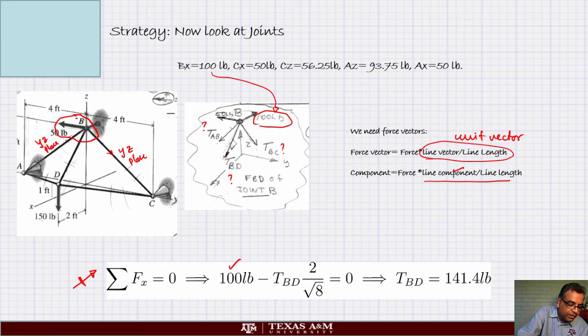This has an x component and this is going to be dependent upon this bar AD, the x component of this bar. So how much is that? That's 2 feet. That's what goes up here. Can you see this is 2 feet? And the length of the bar is root 8 feet. You can calculate that by doing some trigonometry and you will see that it will be root 8. Okay, so immediately you can get TBD is 141.4.